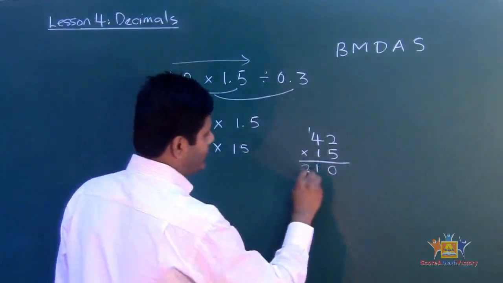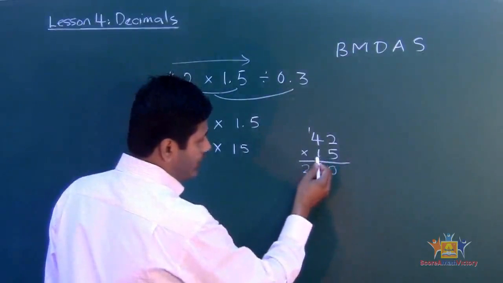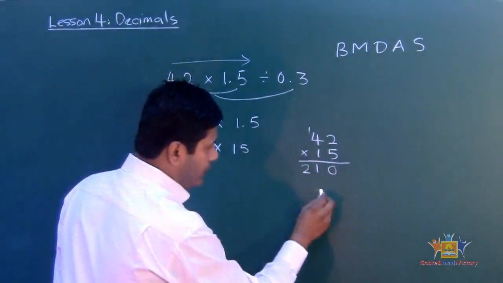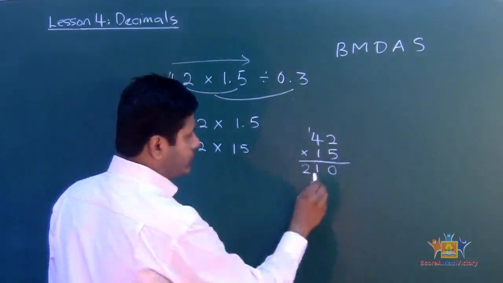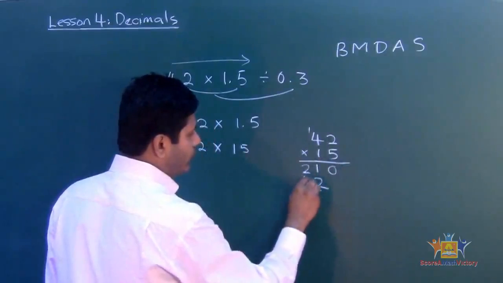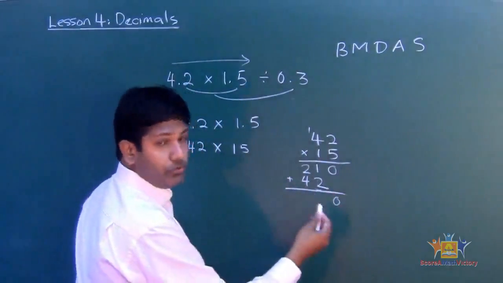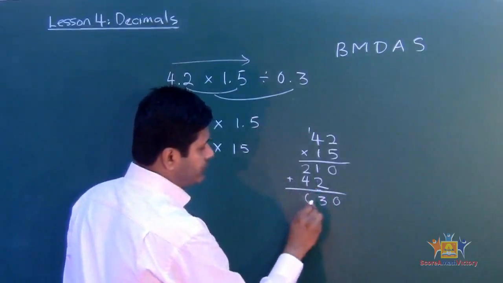Good. Now we're going to go with the 1. Now remember, look at the position of the 1. We've got to come straight down here. Very important. 1 times 2 is 2. 1 times 4 is 4. Now we're going to add them. So 0, 1 plus 2 is 3, and 2 plus 4 is 6.